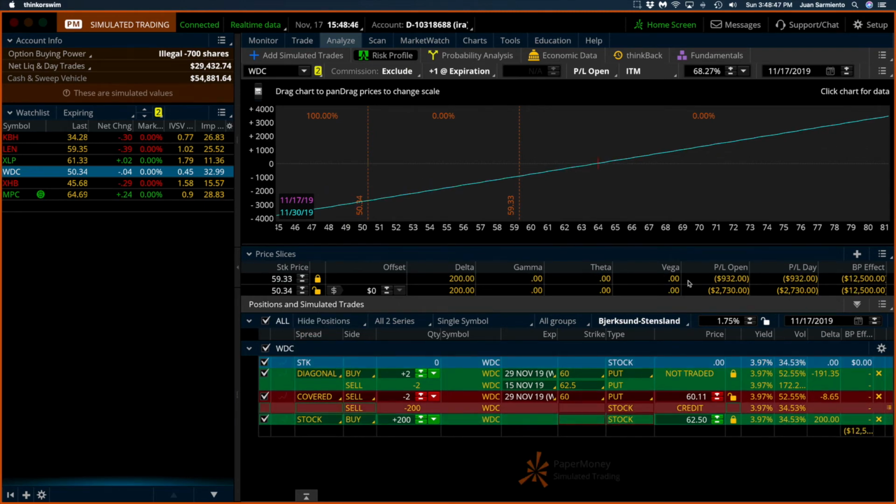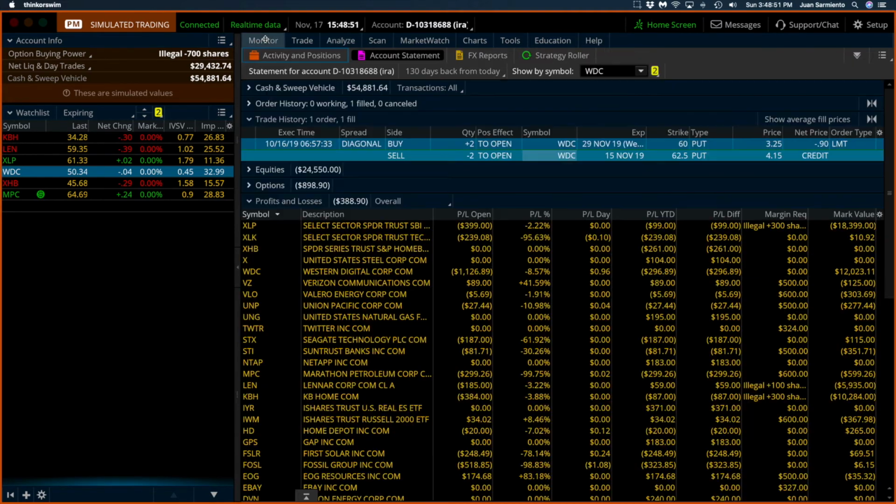It's showing me a big loss, but let's go to the monitor tab. How much was our real loss? And WDC is 296.89, which is more consistent. Remember that I always told you that our risk should not be any more than $300. So that is consistent with that.